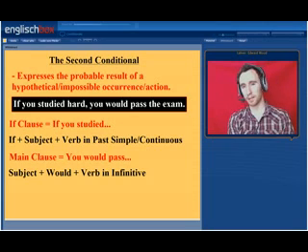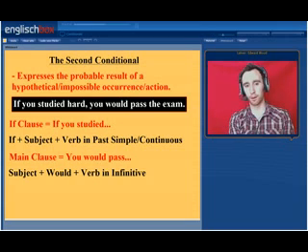So perhaps you're a little bit lazy, you don't do very much work, school isn't very important for you, and so you don't study very much. But you're quite intelligent. If you did study, if you studied, you would pass the exam. But this isn't a real situation. The real situation is expressed with the first conditional. The unreal situation is expressed with the second conditional.